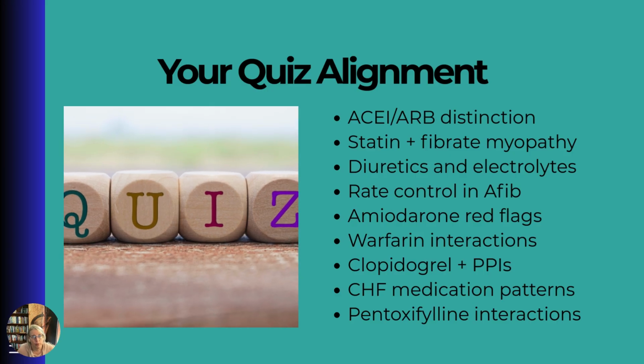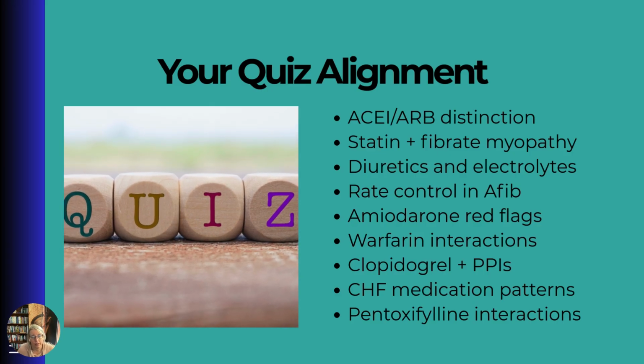All right, so your quiz is attached in the email, and you can go in, and the quiz is really covering the ACE versus ARB distinctions, the statin and fibrate myopathies, diuretics and electrolytes, which ones you lose and gain with the different diuretics, rate control and AFib, amiodarone conflicts, warfarin interactions, clopidogrel and PPIs, where you have to stay off of omeprazole, congestive heart failure medication patterns, and pentoxifylline interactions.